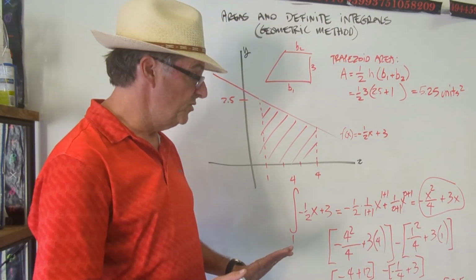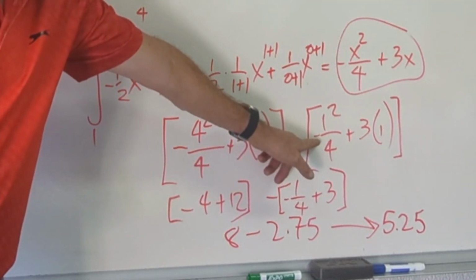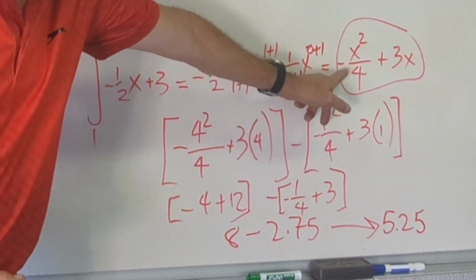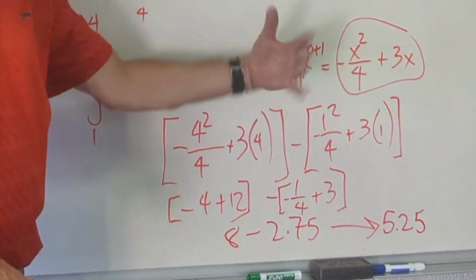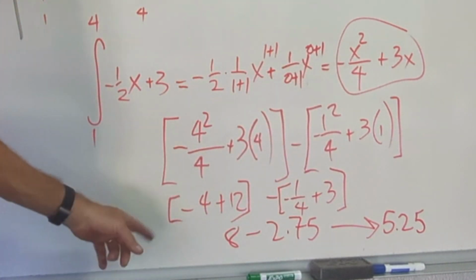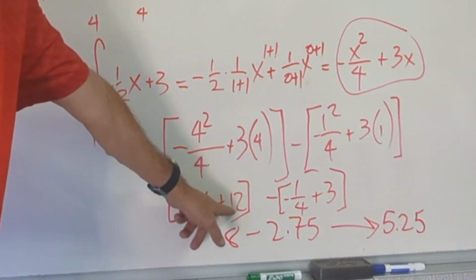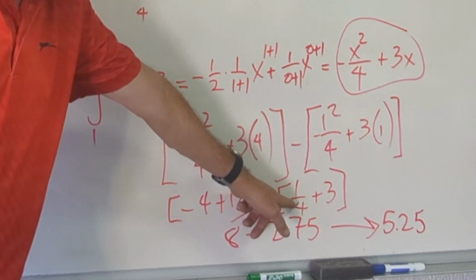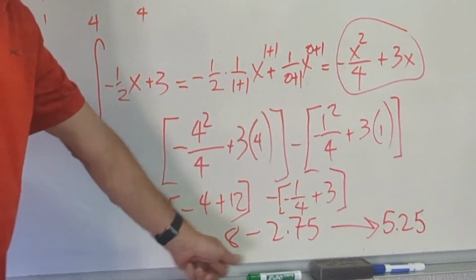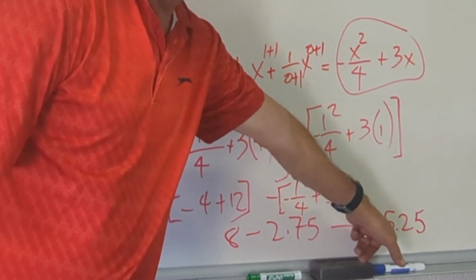Okay, I had a little boo-boo in there just in case you didn't see that. This is minus 1 squared over 4 because that minus is part of our integral function. So I added that in there, and then that impacts what we do next. I just crunched my numbers in there. I have minus 4 plus 12 minus negative 1/4 plus 3. That gives me 8 minus 2.75, and presto, 5.25.